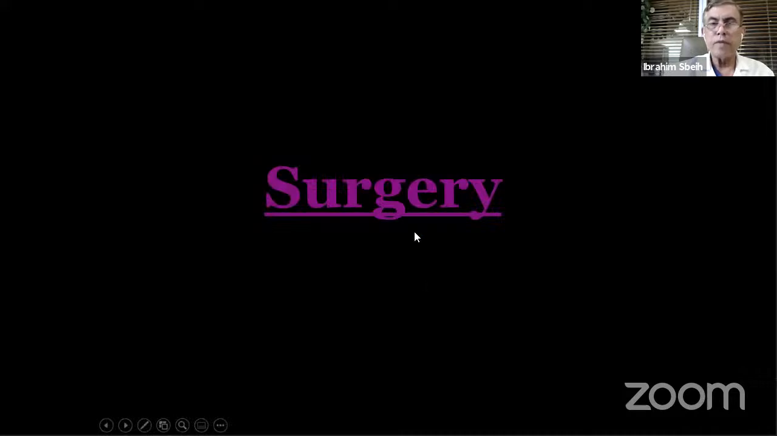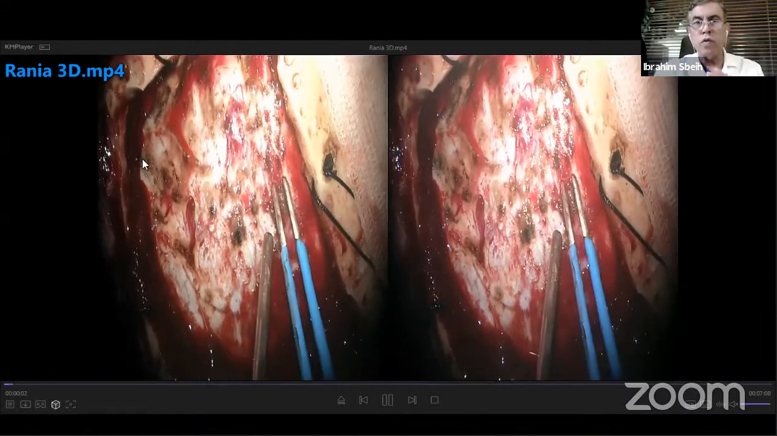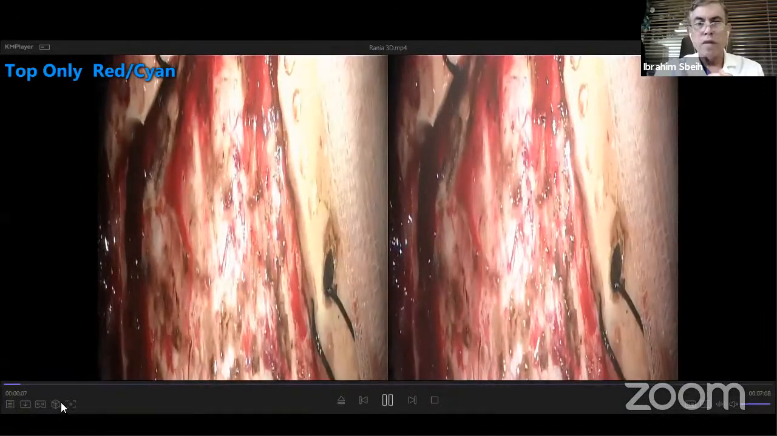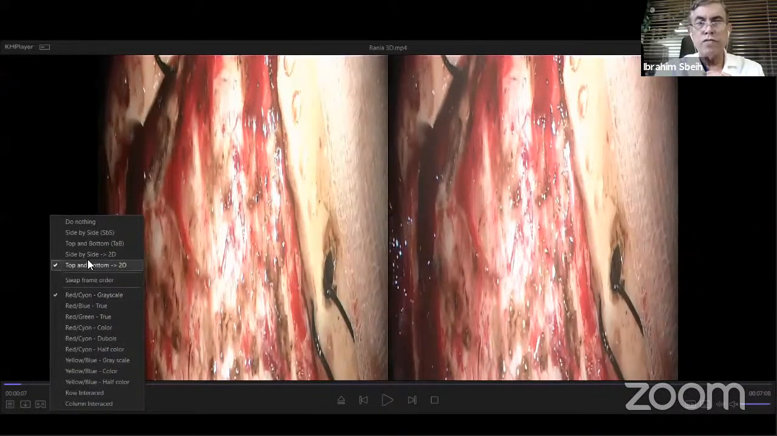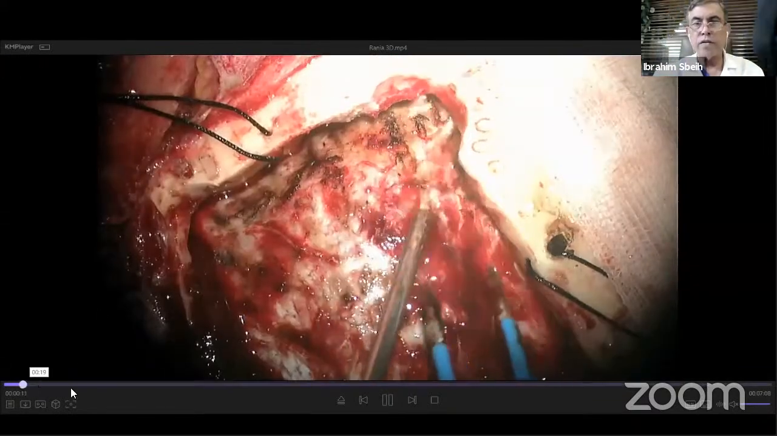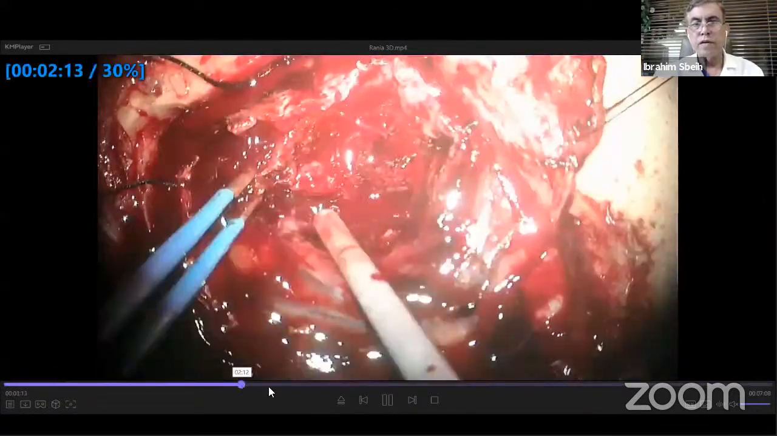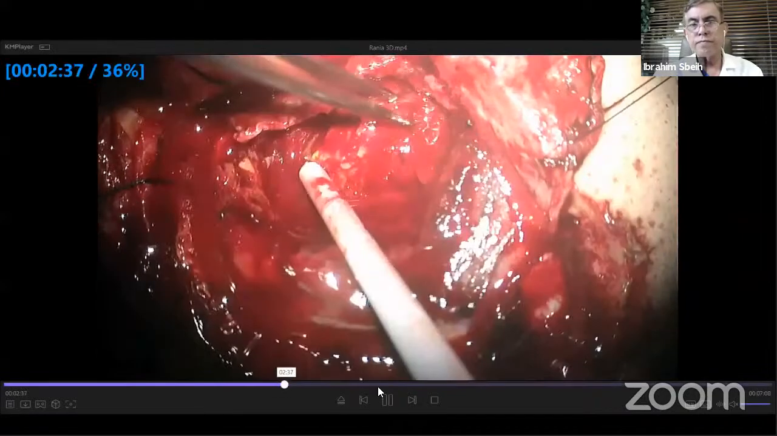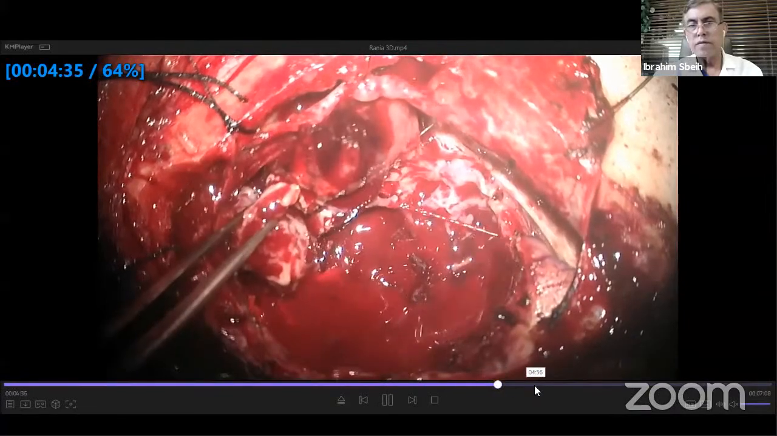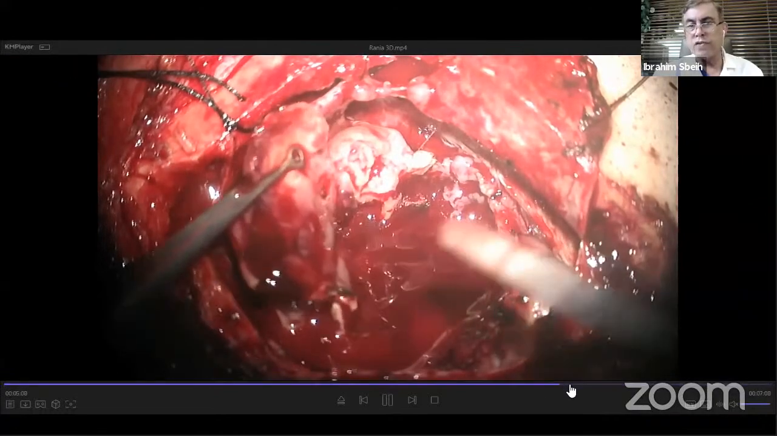Again, here we will change the 3D, as I always record my cases in 3D. It's good for teaching. We'll turn it into 2D. Again, I'll go through that quickly. You can see here a vascular tumor with hemorrhage into it. Again, I don't stop unless I don't see any trace of a tumor.